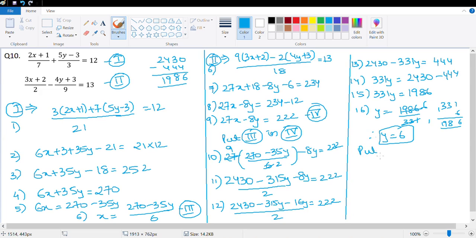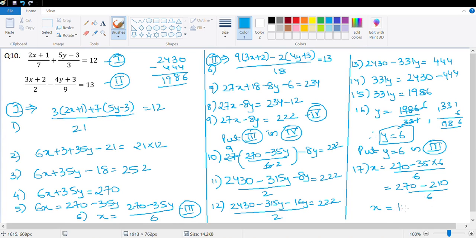So put y is equal to 6 in, let's say, equation 3. And what we get is x is equal to (270 minus 35 into 6) upon 6. That's 270 minus 210. That's 60 upon 6. So x is equal to 10. So our final answer, if I write it in the set form, would be (10, 6).